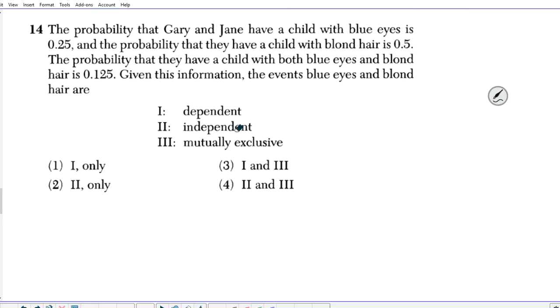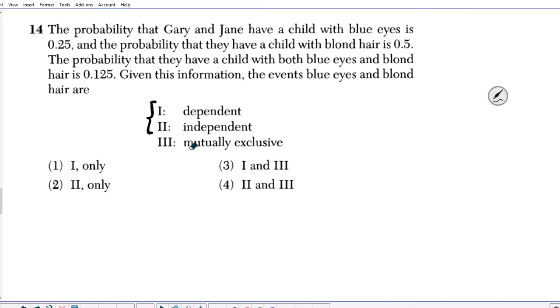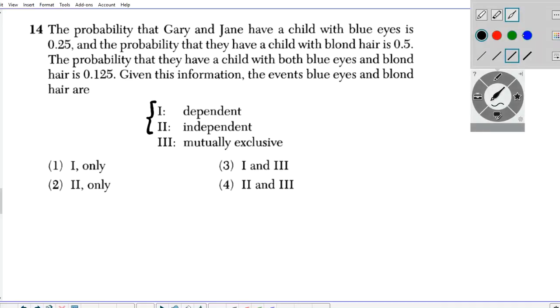First things first, we'll focus our attention on the first two parts. An event or a sequence of events could be dependent or independent. If it's not dependent, then it's independent. So we're going to first determine dependence or lack thereof, and then focus on mutual exclusivity.